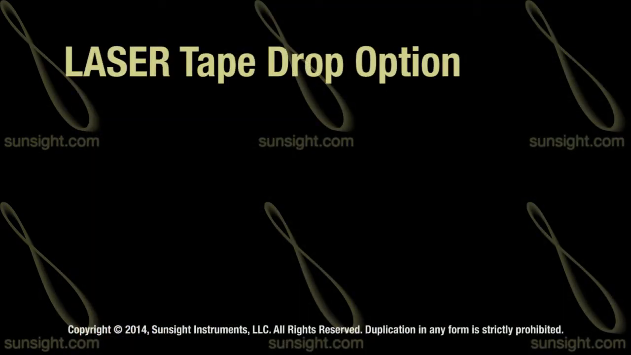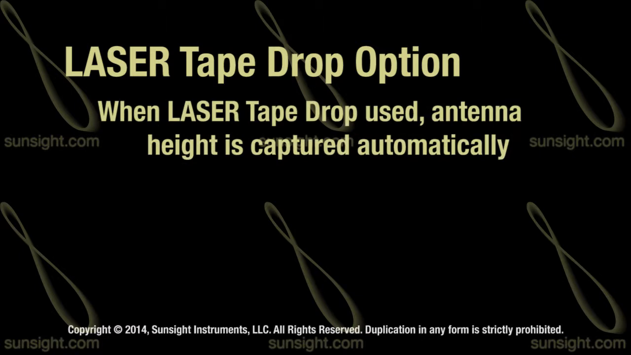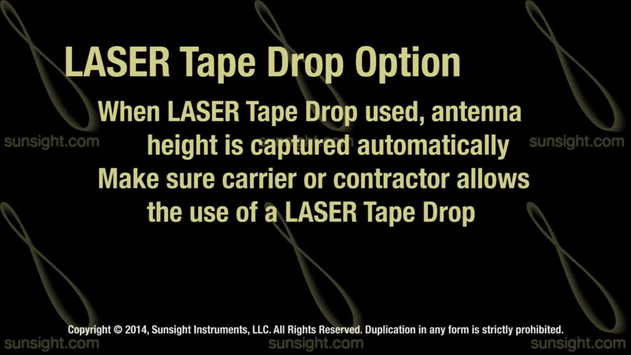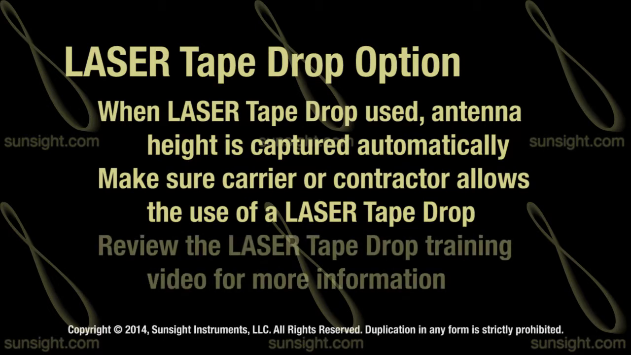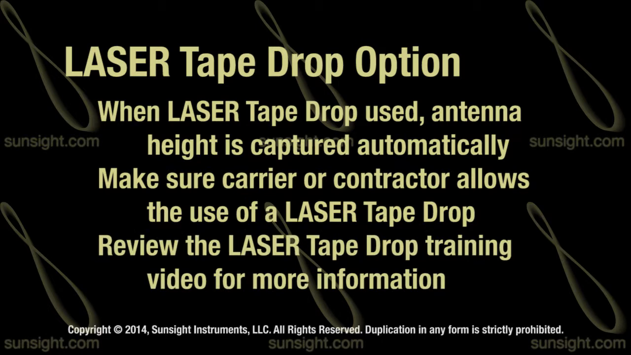You may recall that the AAT supports the use of an optional laser tape drop, which, if you have purchased the option, can be used to automatically enter the antenna height data into this field when measurements are being taken. Make sure that your carrier or contractor allows the use of the laser tape drop. Different carriers have different requirements, so it's best to verify that its use is allowed. For more information on using the laser tape drop, you may want to check out the video training segment on that feature.